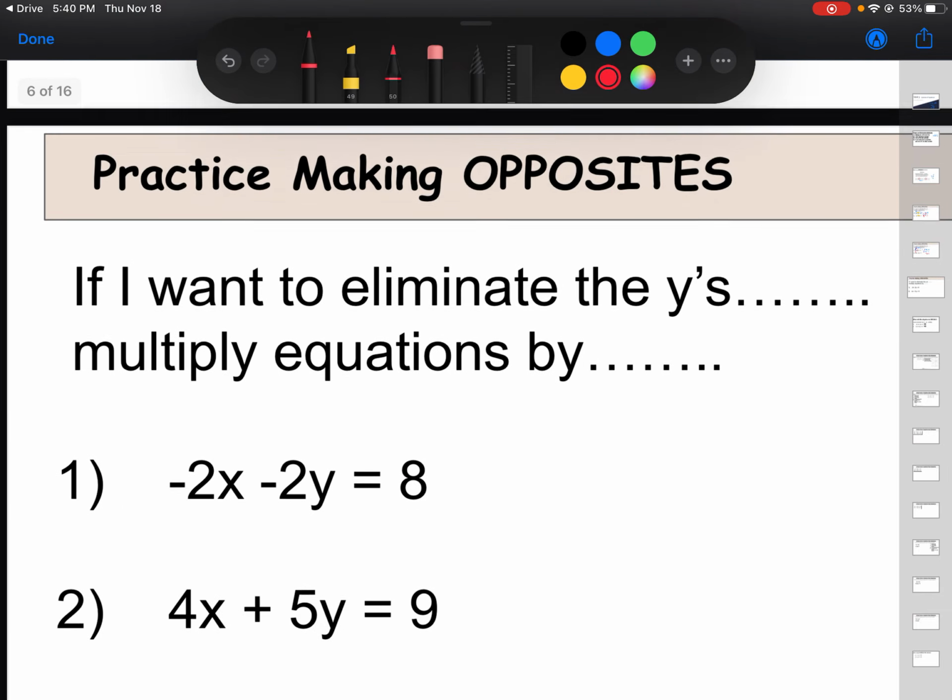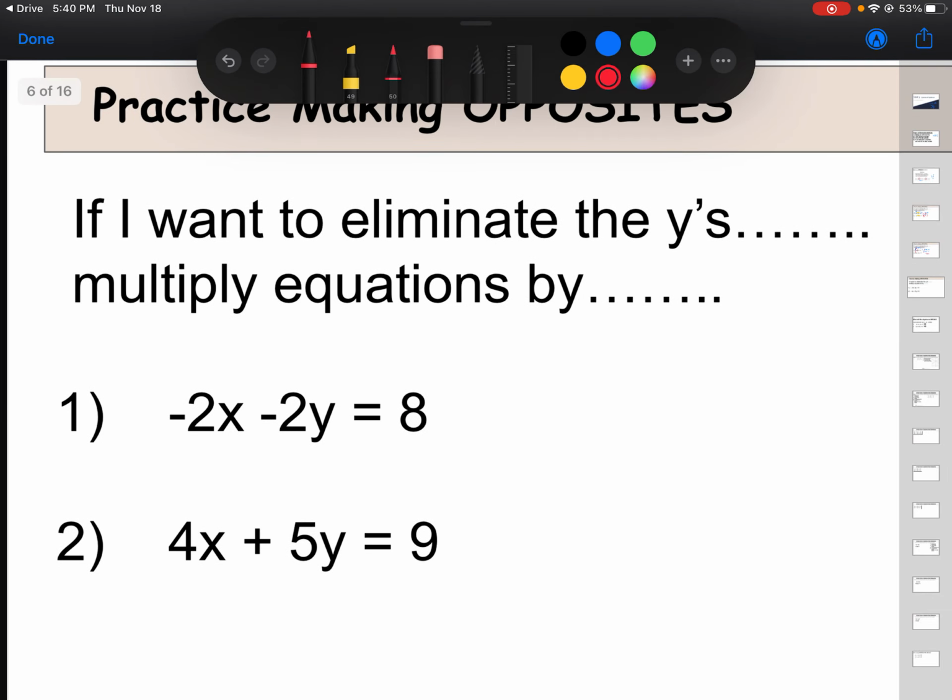All right, one more, practicing just the first 2 steps. So this time it says, if I want to eliminate the y's, what should I do? So here's my y's. All right. The top one is a -2y and the bottom is a 5y. Is there an easy way to make the -2 into the opposite of 5? Well, through multiplication, there isn't without multiplying by a decimal or a fraction.